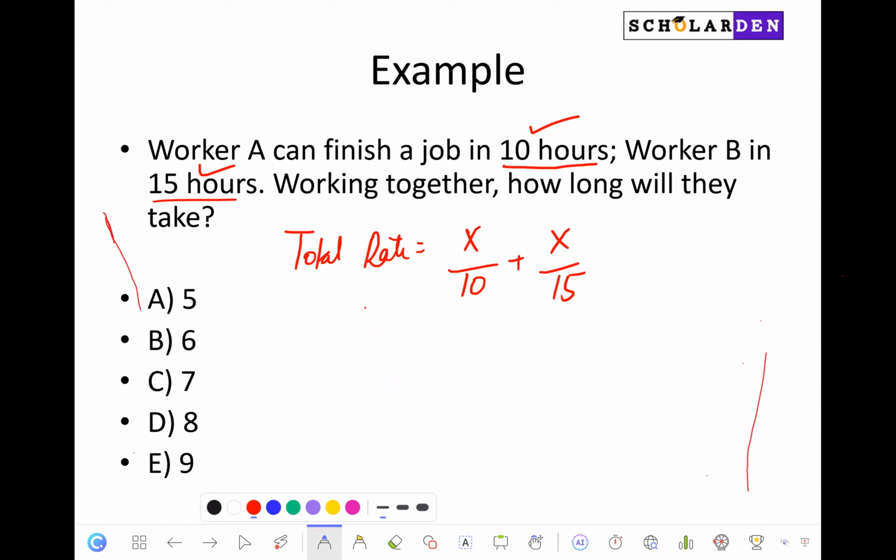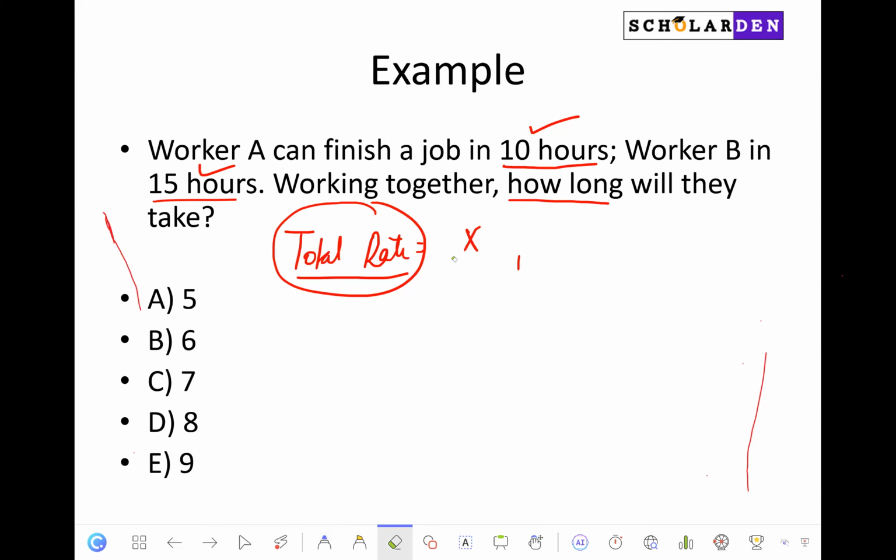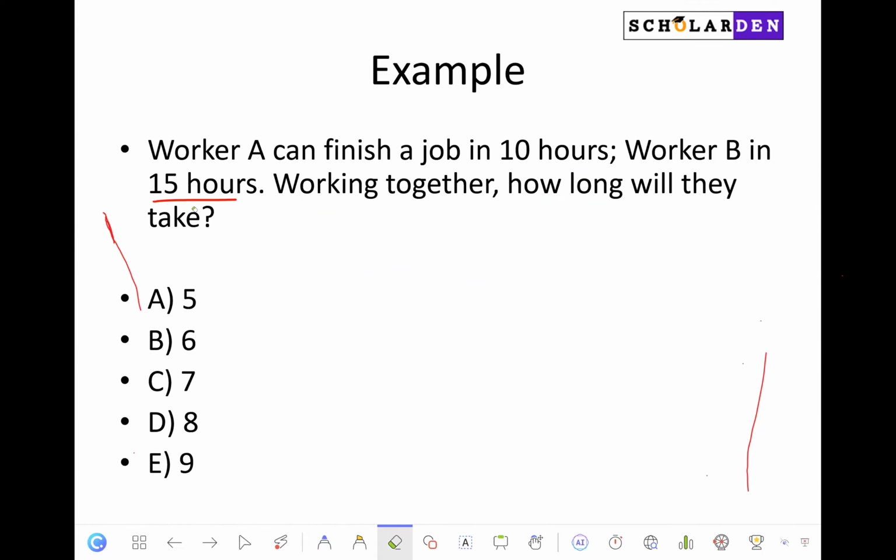But what the question asks of me is not the rate. The question does not ask, what is the total rate? Instead, it asks me how long. So it is asking me to find time. How would we do that? Can somebody quickly think based on what we have already discussed in our earlier session, in our earlier slides?